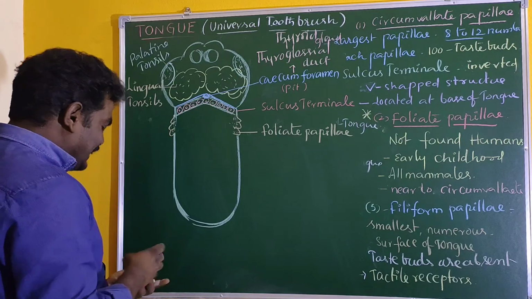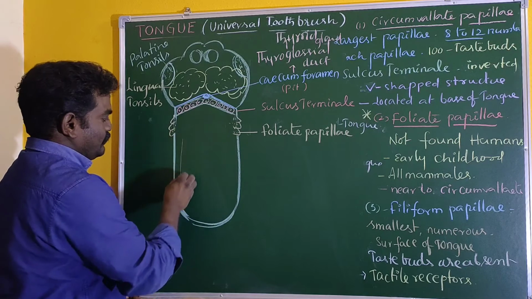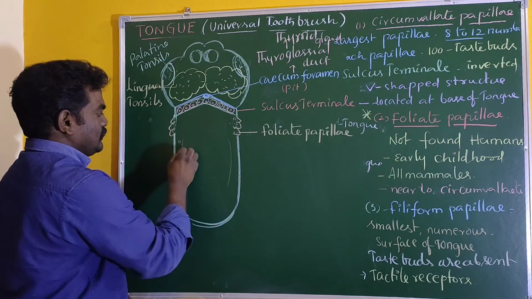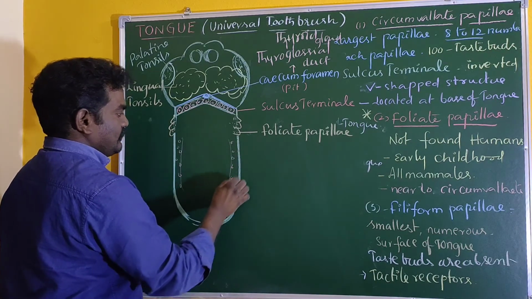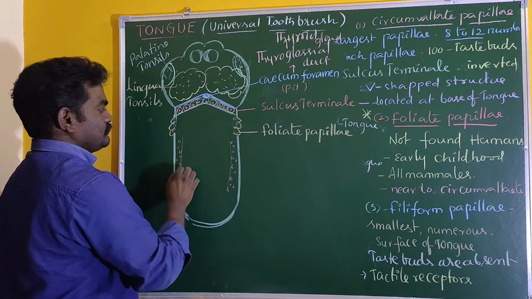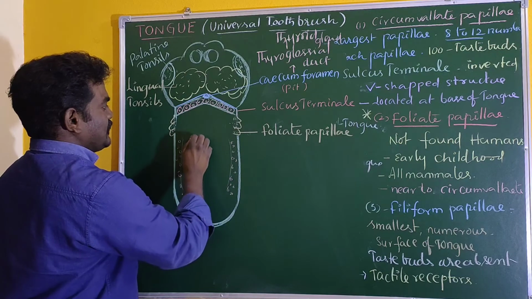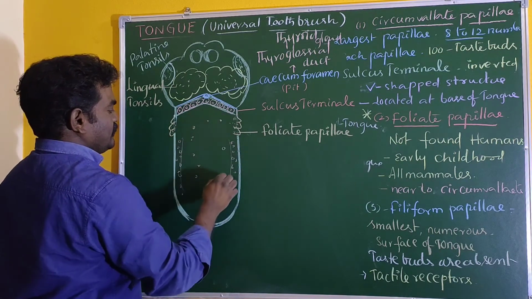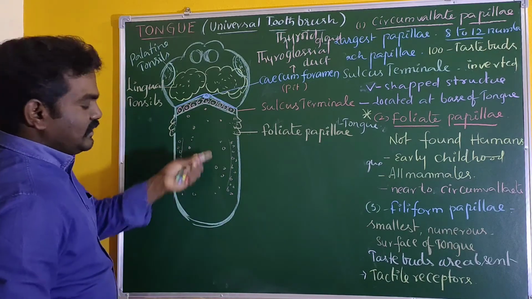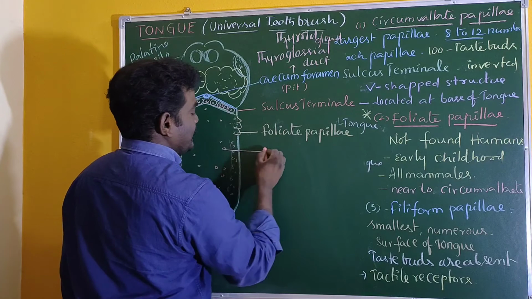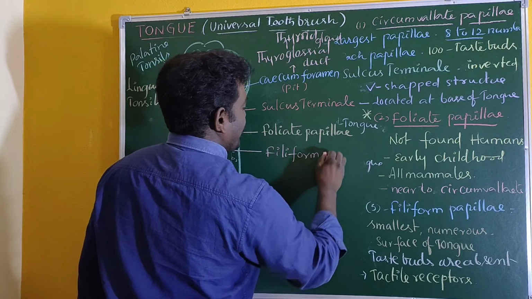Next, the lateral sides of the tongue. On the lateral sides of the tongue we find this part. And along with that, on the surface of the tongue we also find this type of papillae, conical shaped structures. These are known as filiform papillae.